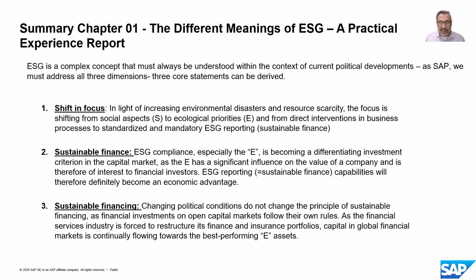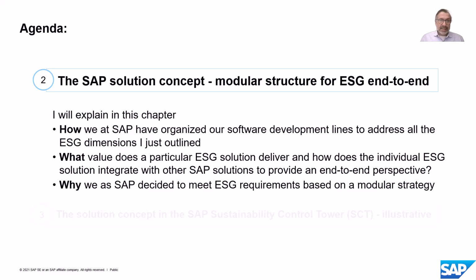So my sentence here is, as the financial service industry is forced to restructure its finance and insurance portfolios from brown to green, capital in global financial markets is continually flowing towards the best performing assets. I'm convinced that this is the case and this will be the case, and also President Trump can't stop this transformation. So this brings me to my second chapter, the SAP solution concept, our modular structure for ESG end-to-end.